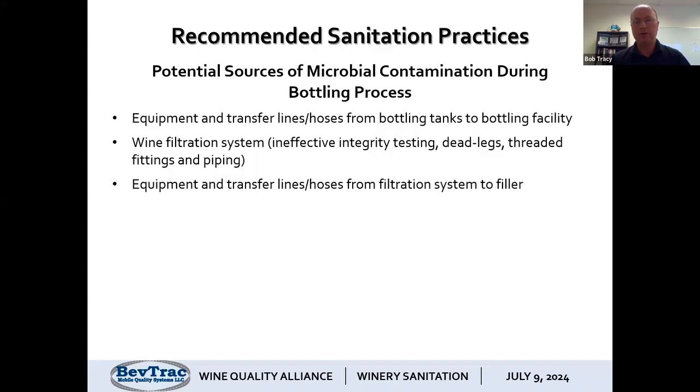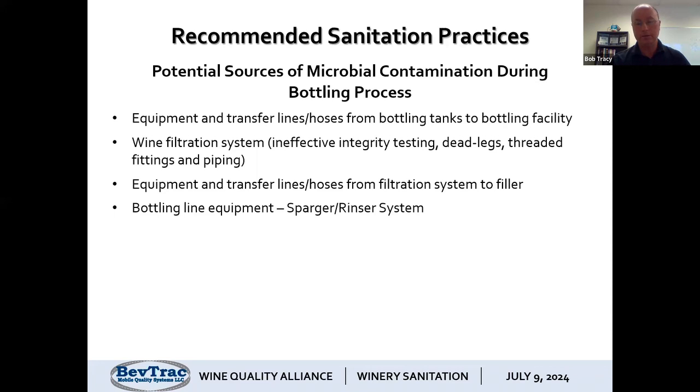The equipment and transfer lines, hoses from the filtration system to the filler. So this would be the hard line or hose from the filtration system to the filler bowl. Again, I mentioned this before, but this is an area where you really need to make sure that it is cleaned and sanitized properly. Because I swab every time I do a bottling line audit, I swab this line. And a lot of times I'll find contamination in that line. And that's after the filter. So you're actually just continually contaminating your product as it's going through this line. So this is a very important point of making sure it's clean and sanitized.